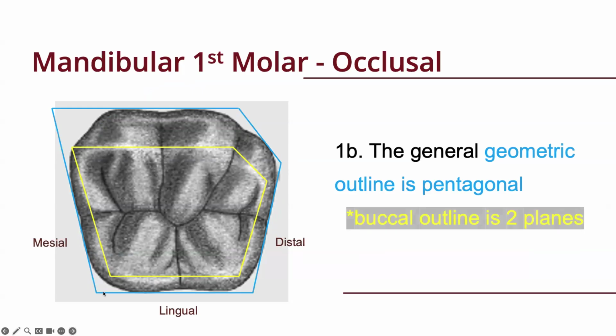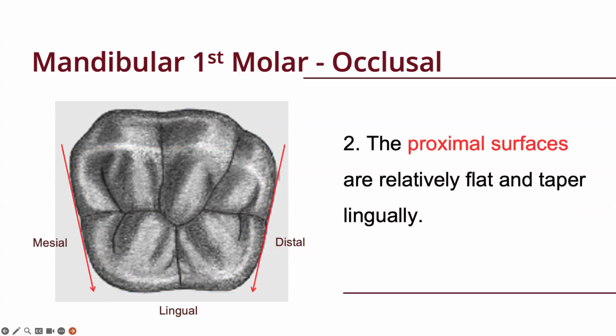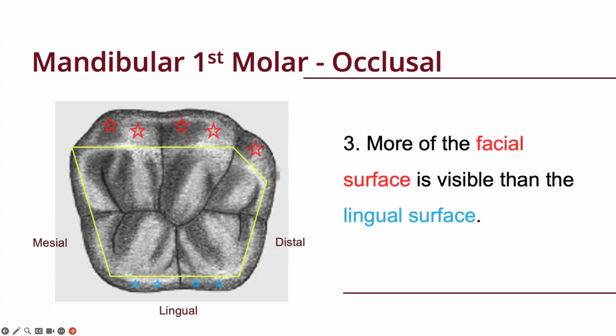And the blue line being the outer surfaces of the molar versus the yellow outline being along the cusp ridges and the marginal ridges. So either way, it has a pentagonal shape to it. The proximal surfaces are relatively flat and they will taper lingually. From the occlusal view, more of the facial surface is visible than the lingual surface.